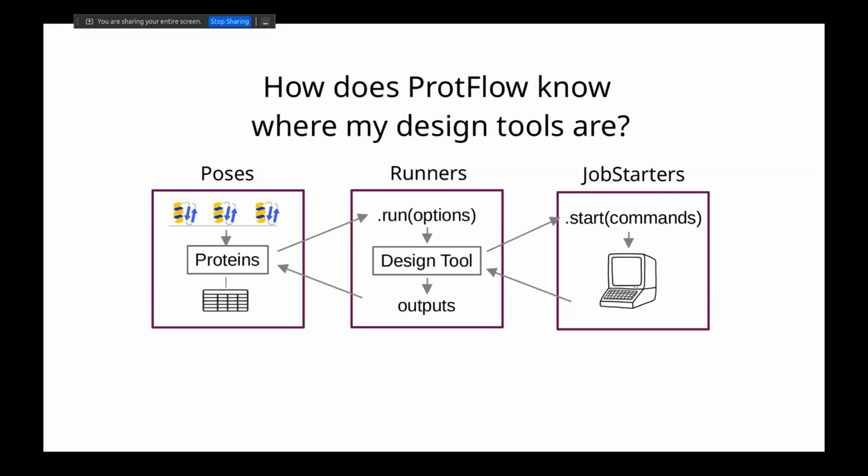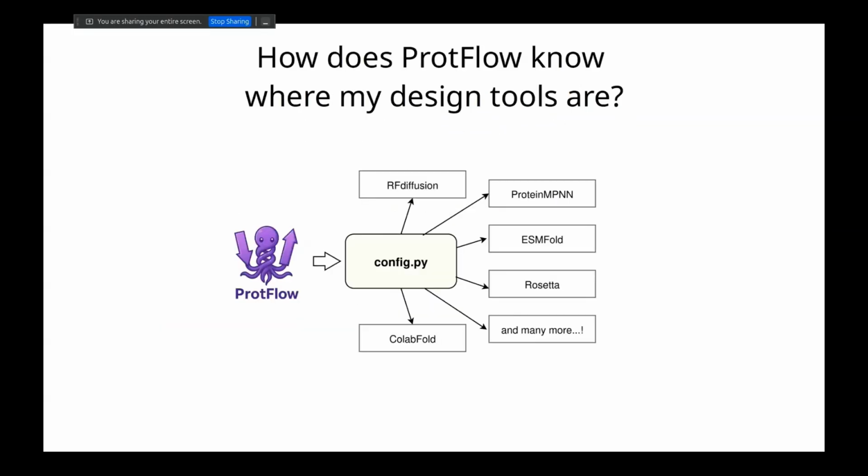Going back then to the overall overview, some of you may wonder, when you set up this entire ecosystem of ProtFlow that is supposed to run tools, how does ProtFlow actually know where the design tools are living that you want to use? If the runner needs to compile a list of commands to run a design tool, it needs to know where your design tool is in order to run it. And all of this is done with a single file. This is the config file.